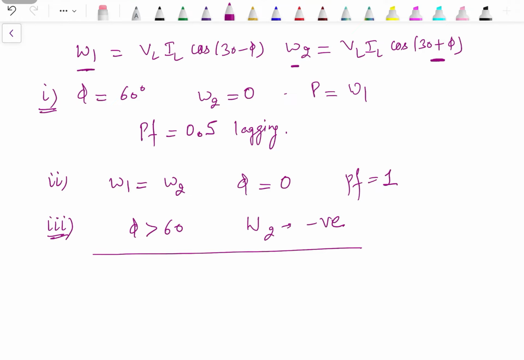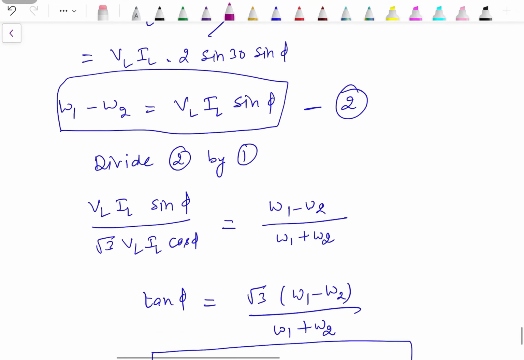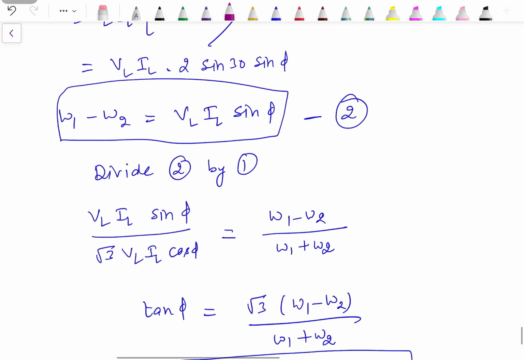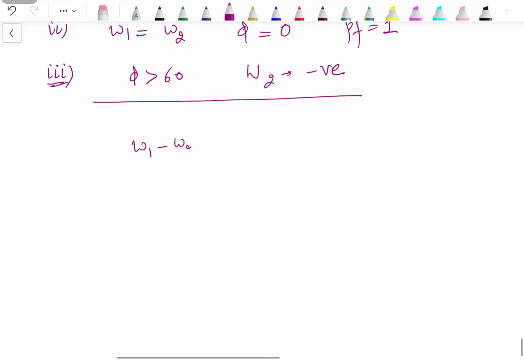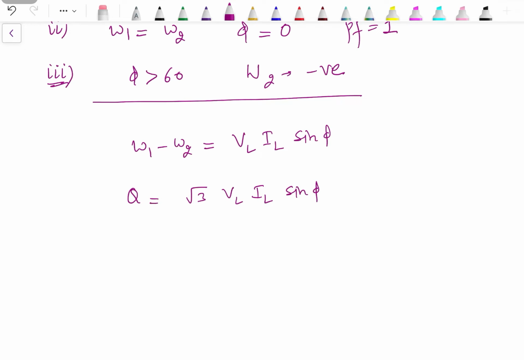But before ending this video, I want to mention one thing, that we can even calculate the reactive power consumed in the circuit by using this equation. So when we have the value of W1 minus W2 as VL IL sin phi, the reactive power in the circuit is root 3 times VL IL sin phi. So if we just multiply this equation on both sides by root 3, that will give us the value of reactive power, or we can say reactive power is root 3 times (W1 minus W2). So this is how, with the help of the 2-wattmeter method, we can calculate the active power consumed in the load, the reactive power consumed in the load, as well as the power factor.